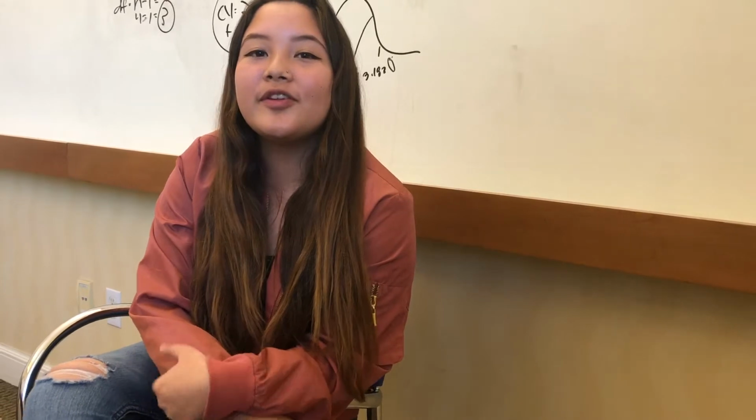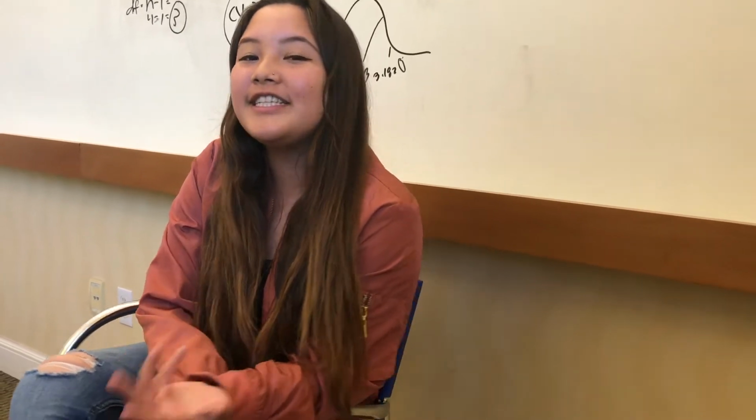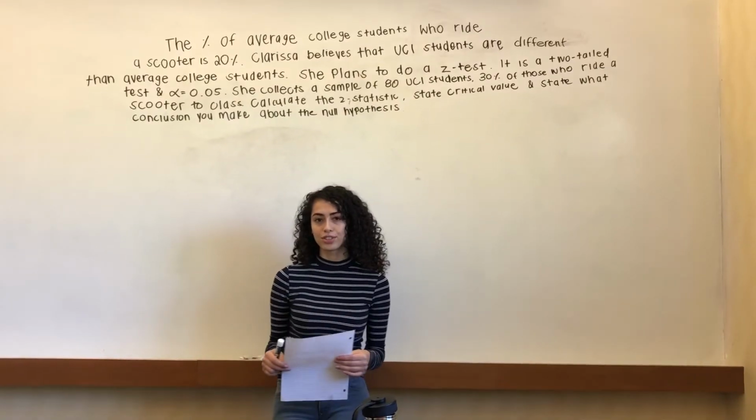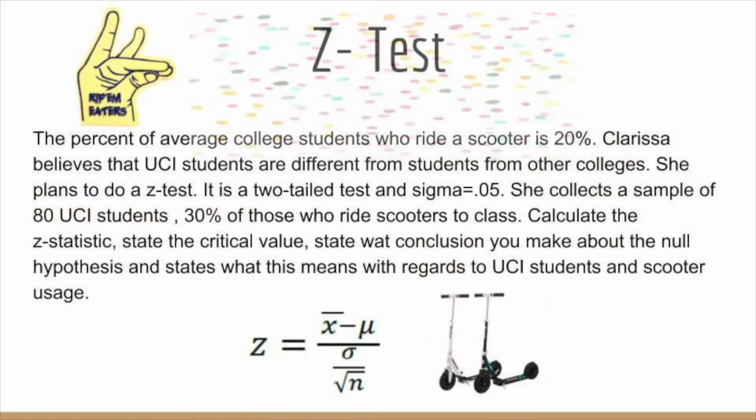Stay tuned. Both are tests used to determine whether the population mean significantly differs from a hypothesized mean. The difference is that for a z-test, you already know the standard deviation, and for a t-test, you are not aware of the standard deviation and you have a smaller sample size. This is an example of how to solve a z-statistic.